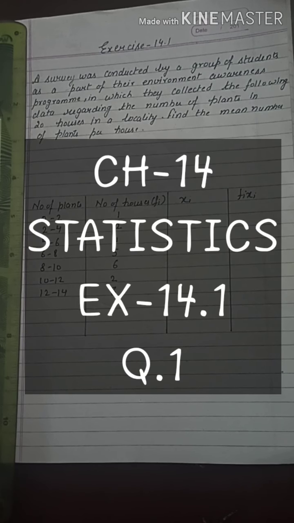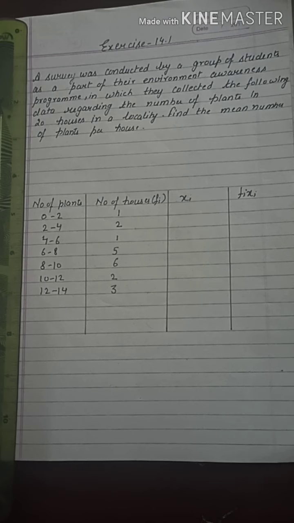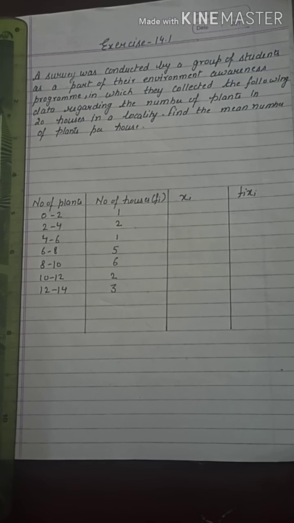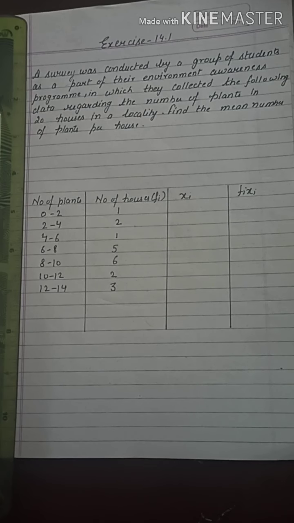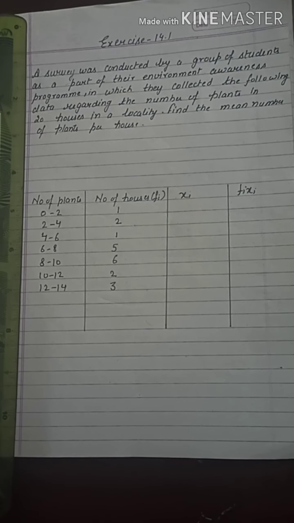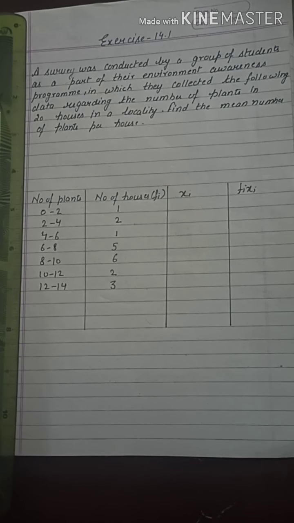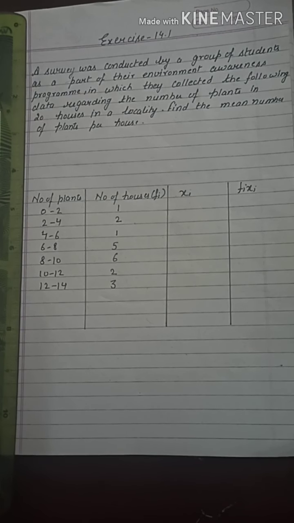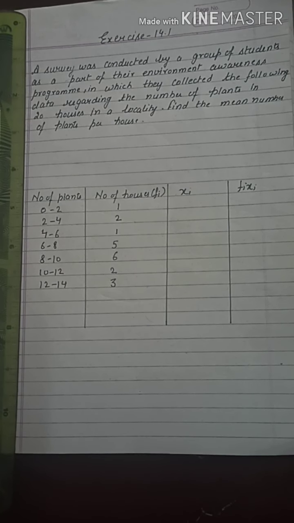In this exercise, we have different methods for calculating the mean. We have three methods here: direct method, assumed mean method, and step deviation method. But CBSE this time has removed the step deviation method from the syllabus. So in this exercise we will follow only two methods, that is the direct and assumed mean methods.